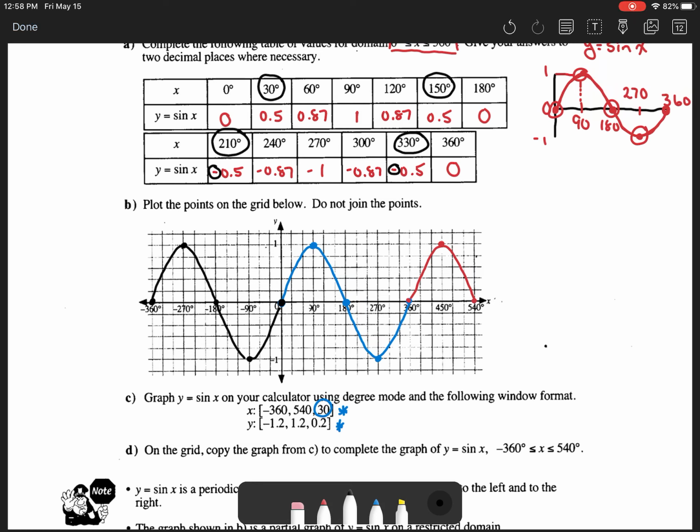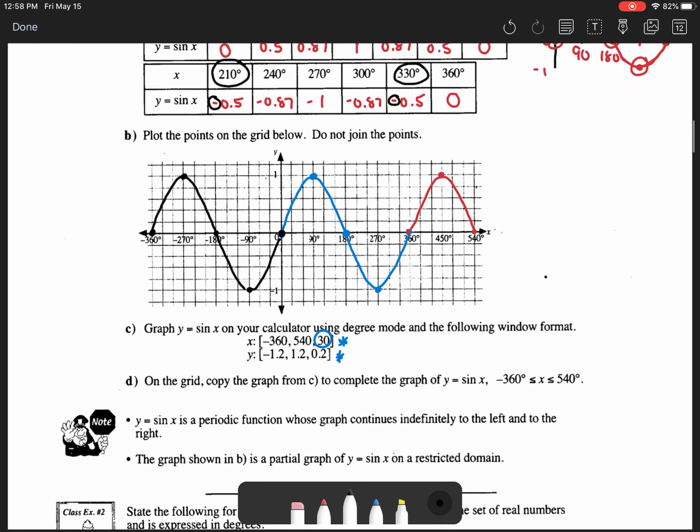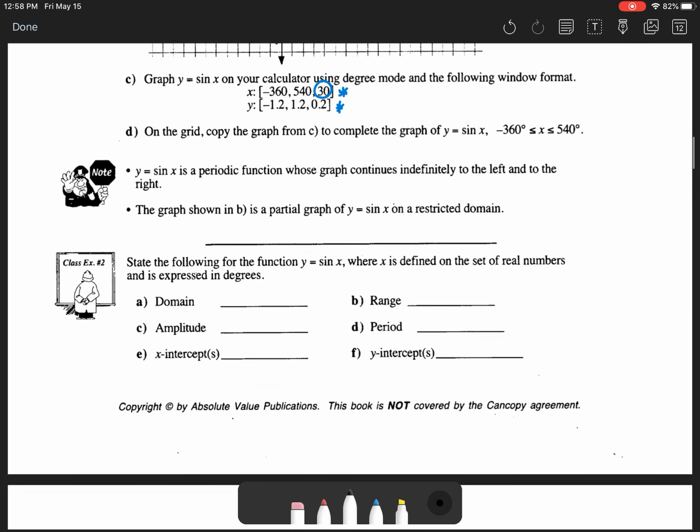And that's what you'll see on your calculator, okay, when you graph it under y equals sine of x with those window settings. So they say on the grid now copy and complete the graph from -360 to 540. Well, that's what I just did, okay? Now, sine of x is actually a periodic function whose graph continues indefinitely to the left and to the right. So the reason that my graph stopped where it did up there is because of the domain restrictions or the window settings that they gave me. But sine, just like cosine, just like tangent, carry on forever in both the negative and positive directions on the x-axis. Okay, so we normally talk about sine and cosine and tangent on a domain of real numbers.